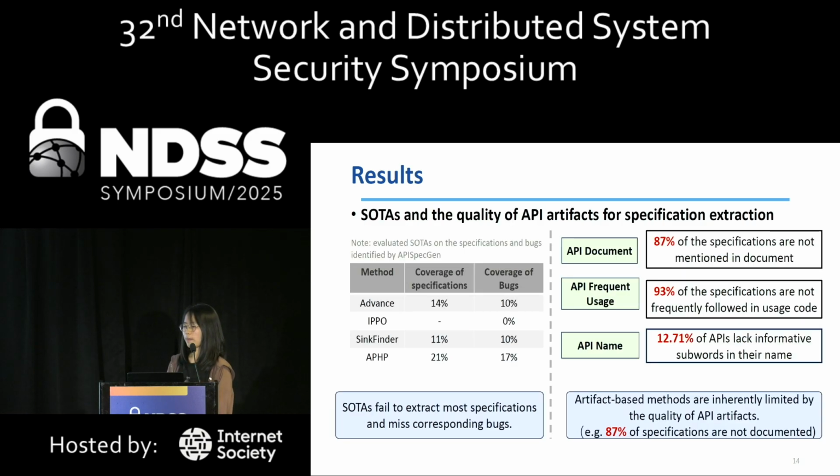We also evaluate the SOTA methods for specification extraction and bug detection. These methods rely on different API artifacts, including API documents, bug patches, and frequent API usage. The results show that SOTA methods fail to extract most of the generated specifications and fail to detect the corresponding bugs. Over 18% of the generated specifications are not mentioned in the API documents, and over 19% are not frequently followed in the code. Therefore, the SOTA methods are limited by the API artifacts and thus fail to extract the specifications.